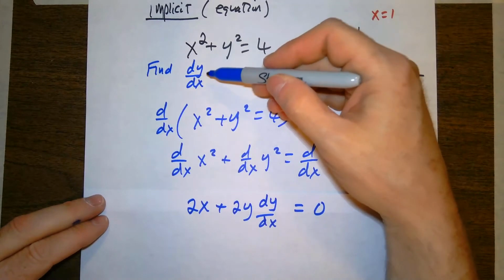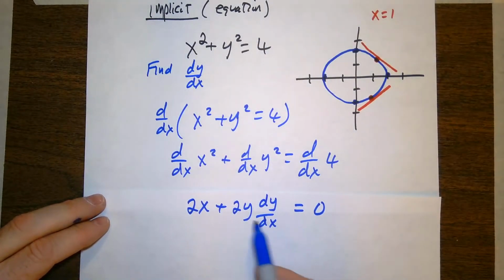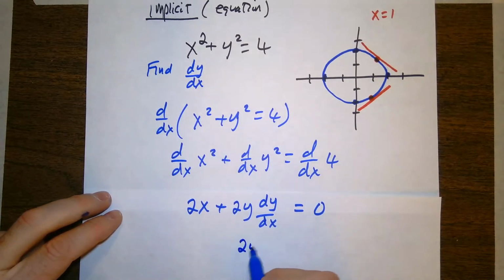What are we trying to find? dy/dx. We're trying to find the derivative. So I'm going to take this equation and solve it for dy/dx. Subtract 2x from both sides.